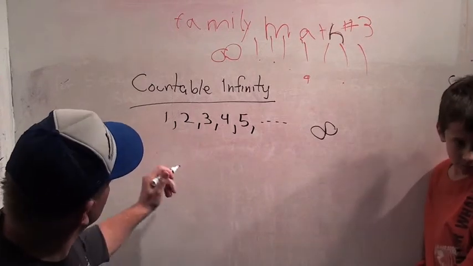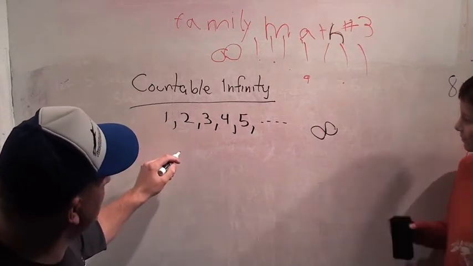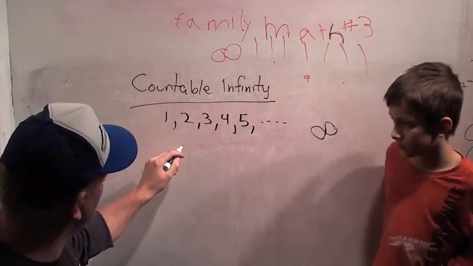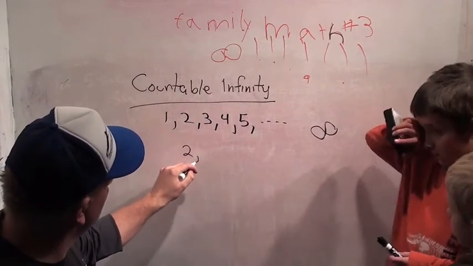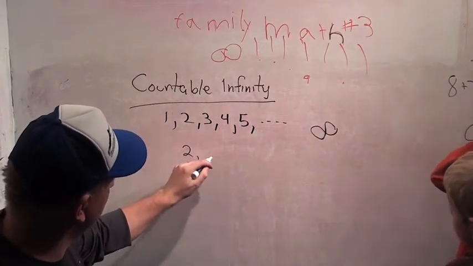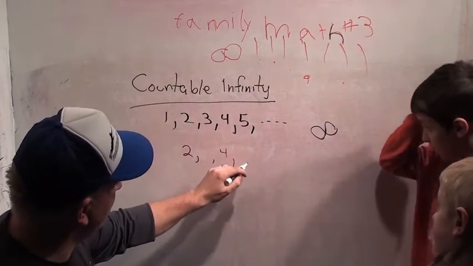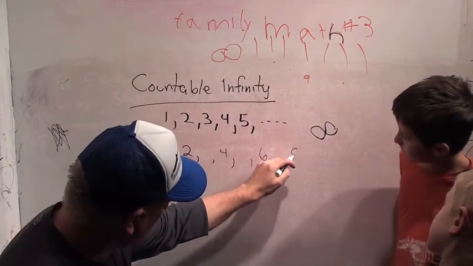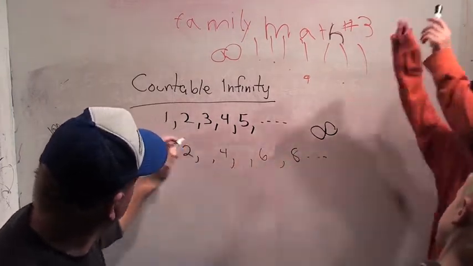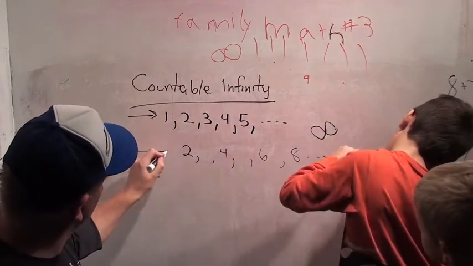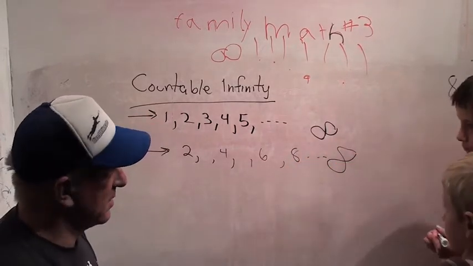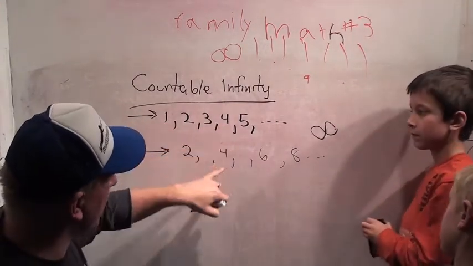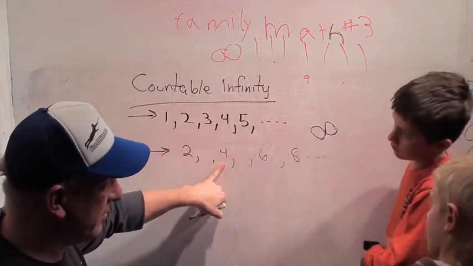So what if I only counted every even number instead of all these numbers? What if I counted 2, skipped 1, counted 2, skipped 3, 4, skipped 5, and then I get 6, skip 7, and get 8. Now, do you think I'm going to have more numbers in this list, or in this list? Look, when I hit 4 in the full list, I have 4 numbers already. When I hit 4 here, I only have 2 numbers.